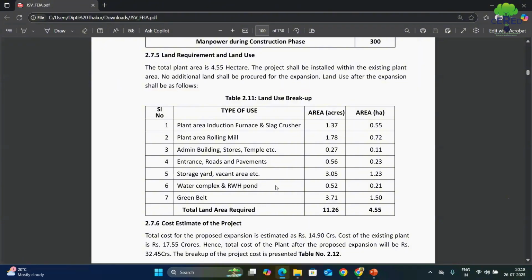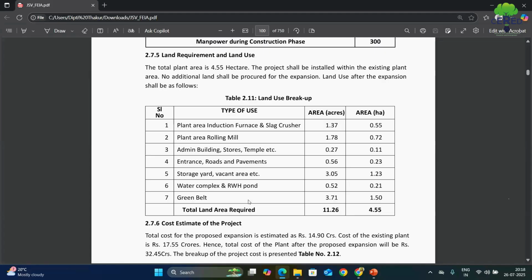Next is the land requirement and land use. For any industrial installation, the land requirement or land use is very important, that is, how much land you have to take from any place or any state. The total plant area is 4.55 hectare, and the 4.55 hectare is broken down into these uses. For the plant use or induction furnace, they take 0.55 hectare. For the admin building, they take 0.11 hectare.